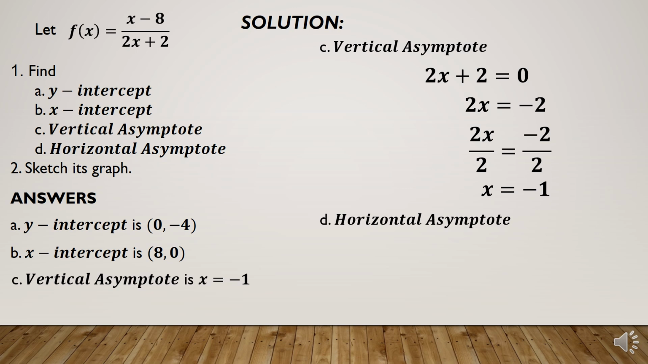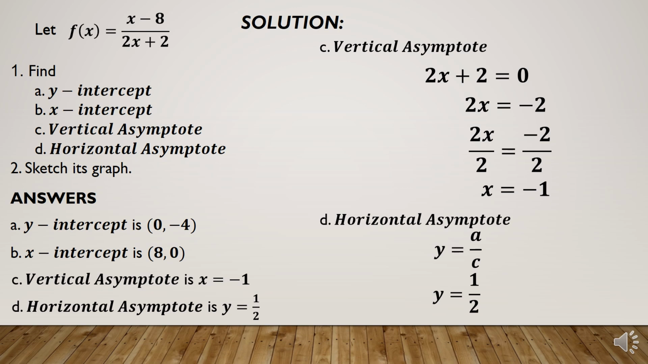Then, the horizontal asymptote. To find the horizontal asymptote, if you can still recall, we only need the leading coefficient of the numerator and the leading coefficient of the denominator. Since both the numerator and denominator have the same degree, the horizontal asymptote is y is equal to a over c. Then substitute the values of a and c. So we have y is equal to 1 over 2. Therefore, the horizontal asymptote is y is equal to 1/2.